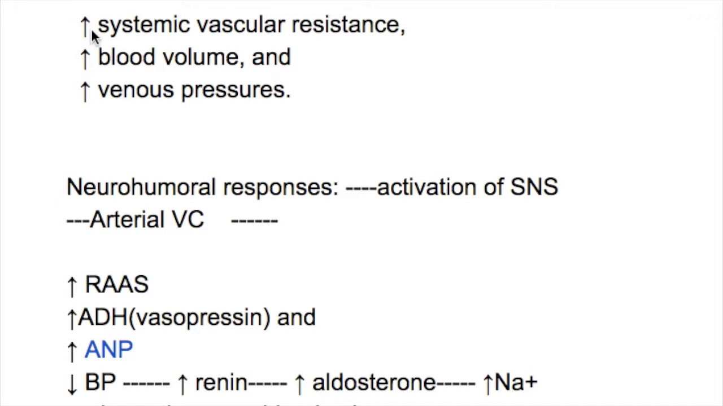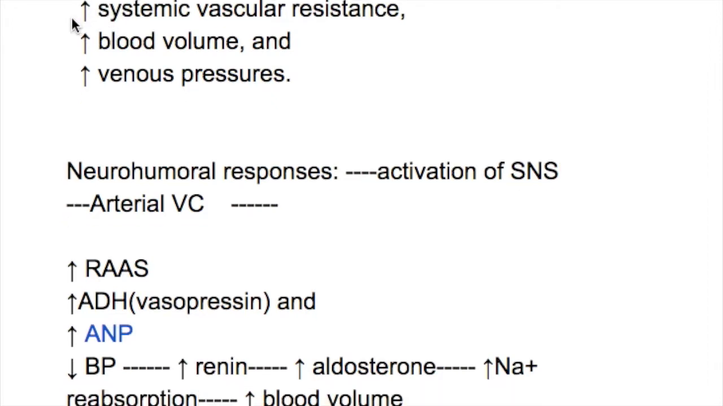So, what are the changes that occur in heart failure? Basically, there are three changes that occur in heart failure. Number one, increase in systemic vascular resistance. Number two, increase in blood volume. And number three, increase in venous pressure.